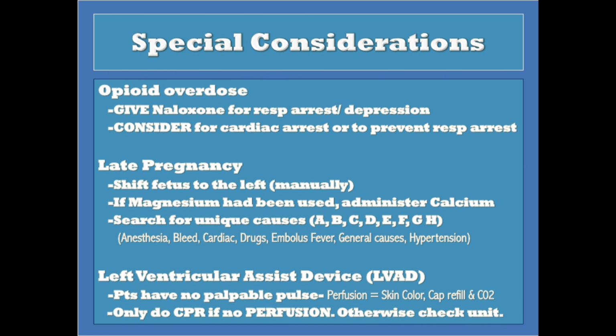A couple of considerations that are talked about in the new guidelines are administration of naloxone for respiratory arrest or respiratory depression in patients who are opioid ingested. Also, considering them for cardiac arrest, though there's no great evidence to say that naloxone is going to resuscitate somebody who's already made it to cardiac arrest. In pregnancy, consideration should be given to manually shifting the fetus to the left to stop the compression of the vena cava and thus blood flow return to the heart.